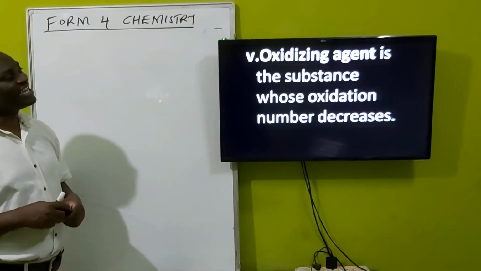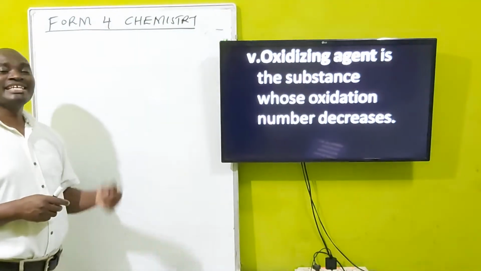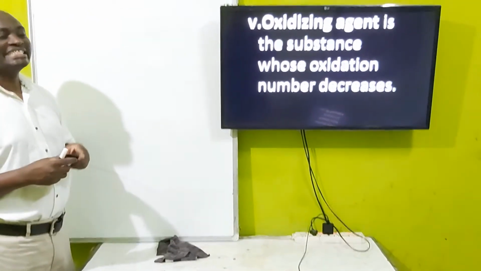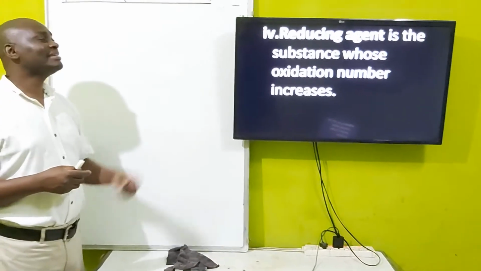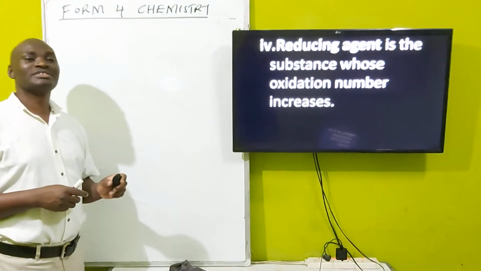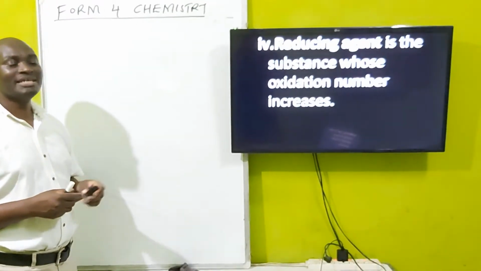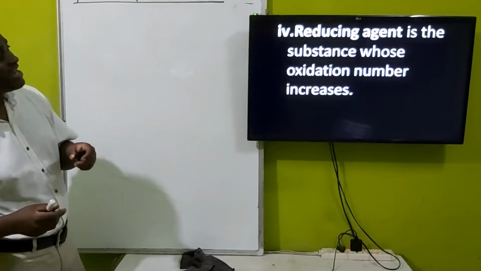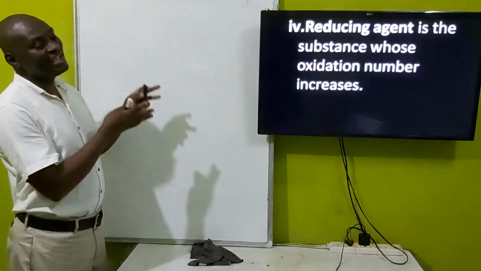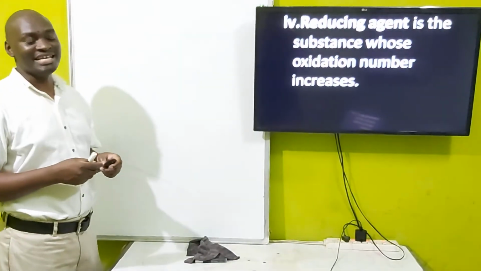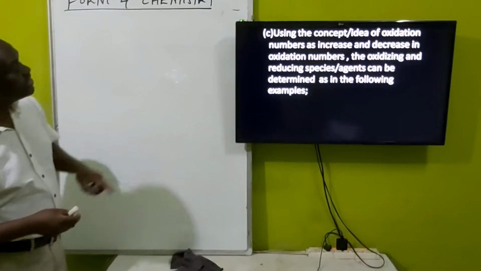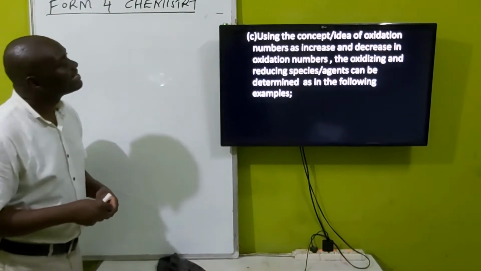Then we come to the oxidizing agents. The oxidizing agent is the substance whose oxidation number decreases, while the reducing agent is the substance whose oxidation number increases. But now we are going to go a step further and apply these definitions and ideas practically in given questions.